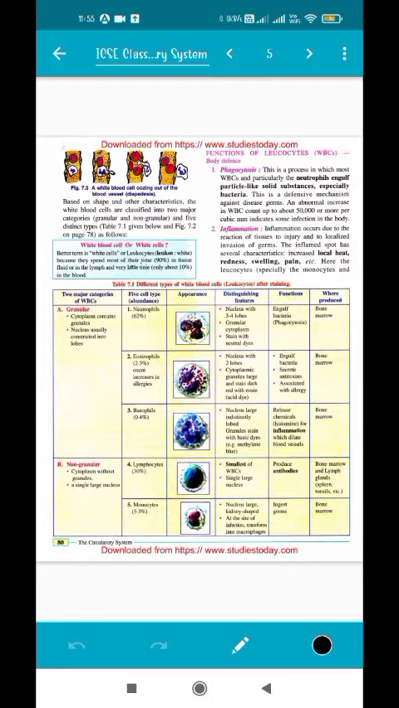Next is non-granular. There are 2 such WBCs. One is lymphocytes and one is monocytes. Lymphocytes are the smallest of WBCs, another important characteristic, and they produce antibodies. Antibodies are another class of chemicals which help in protection against various types of diseases. We will learn about antibodies and antitoxins slowly as we move on to the chapter. They are also produced in bone marrow. Along with that, they are produced in lymph glands. I told you in the beginning of the chapter, there is a special system which is called the lymphatic system. So lymphocytes are also produced in those lymph glands.